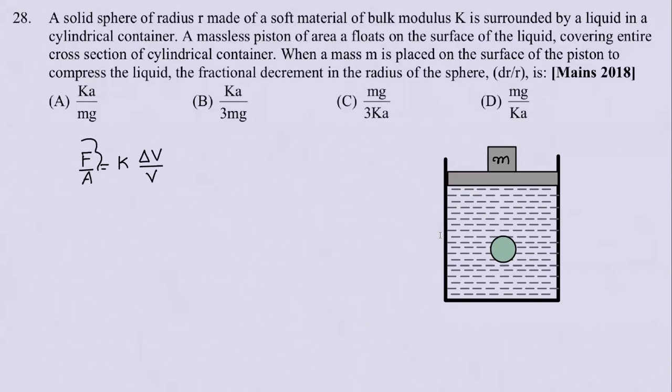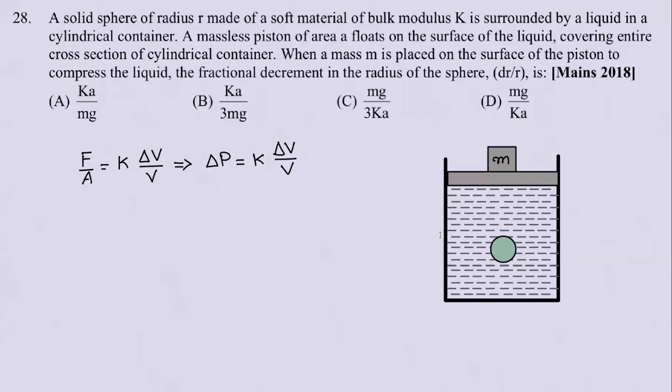But wait a minute. F by A is pressure. Yes, remember, you can take pressure also. And in the case of bulk modulus, you can take delta P also. Just remember this, it is one small thing. Delta P is equal to K into delta V by V. Delta P also you can take.